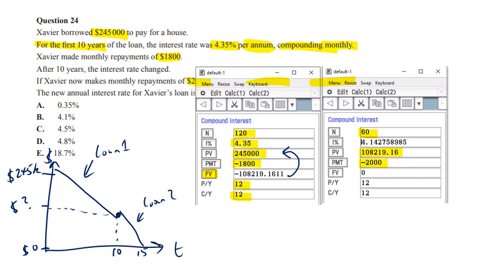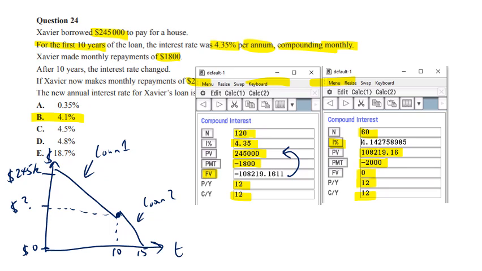We're still making payments, but that payment has changed to 2,000. So that's why it's negative, we give it to the bank. We know the final value is 0. There's still nothing to change about the payments per year or the compoundings per year. You press the interest rate button, you get 4.14. That's close enough to B, 4.1. So that is your correct answer.